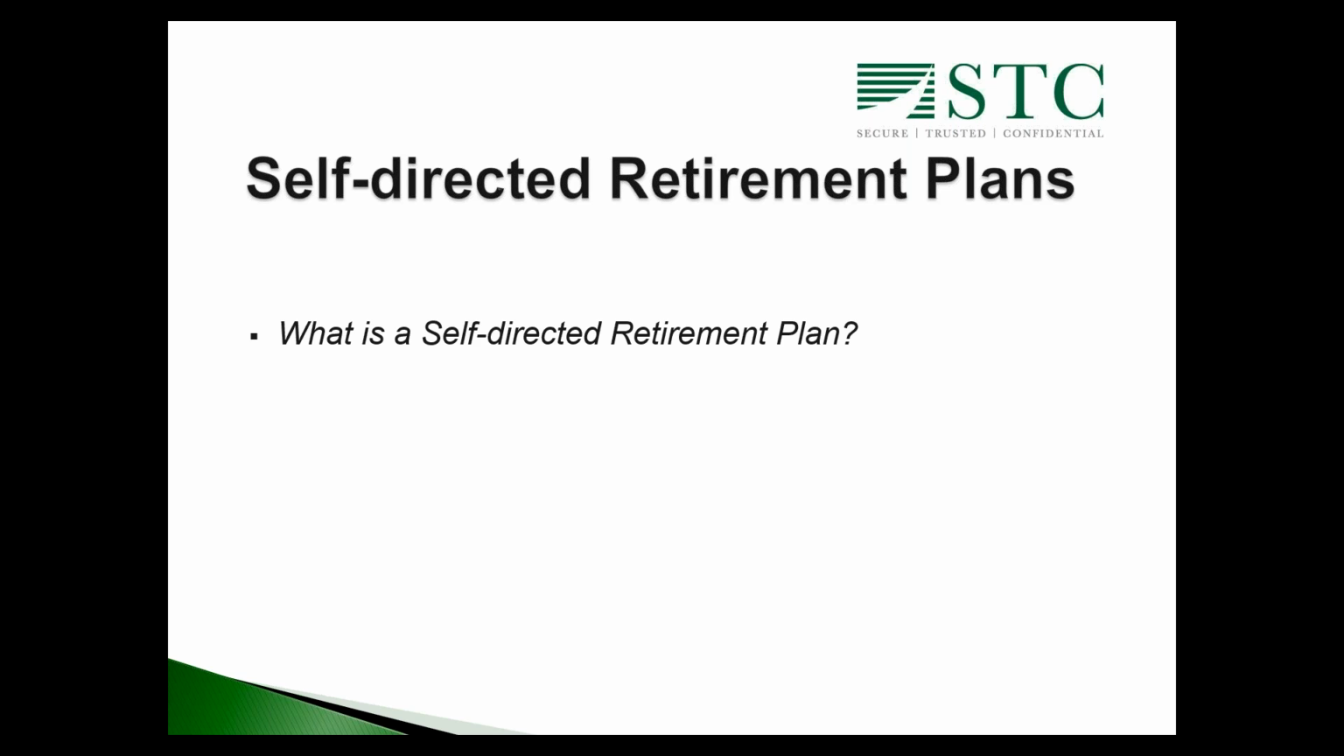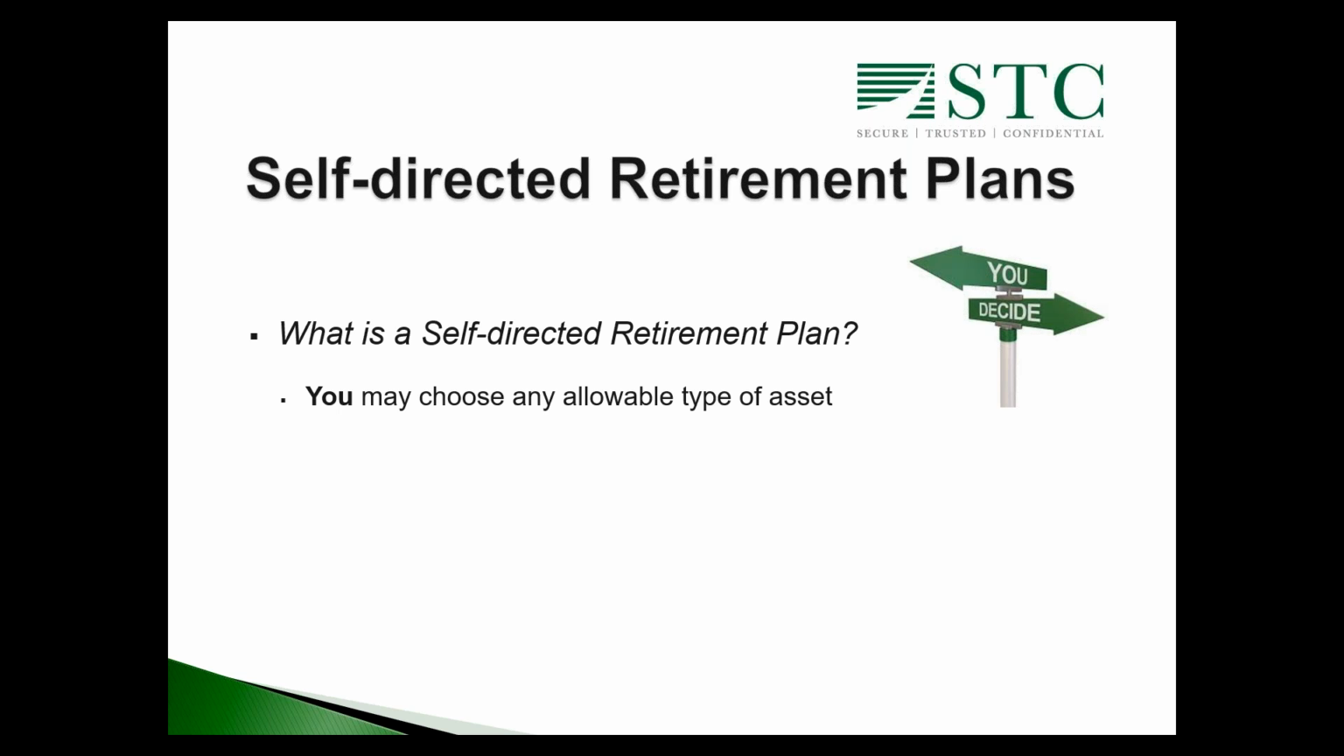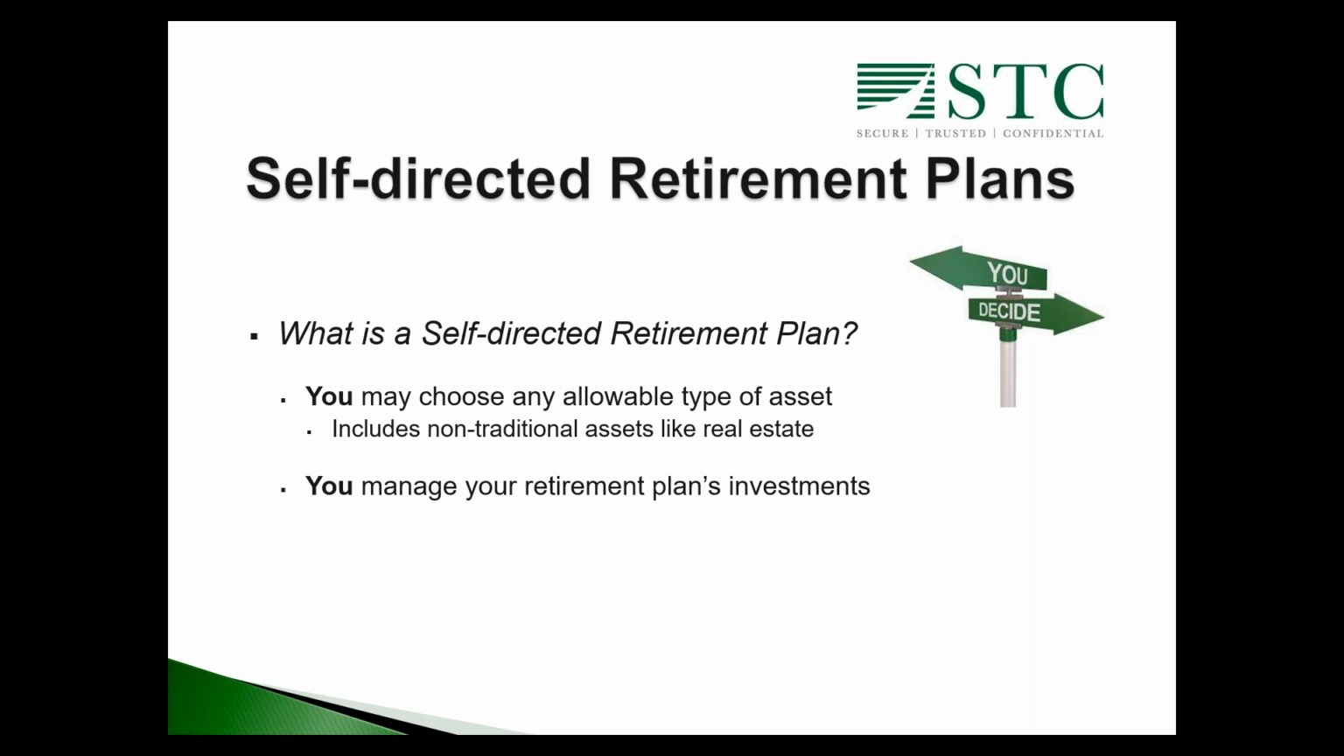So to get started, I do want to define what we mean when we use the terminology self-directed retirement plan. It means that you're holding your account with a company that permits you to choose any asset that is allowed by law. So anything that is permitted by the IRS regulations, the ERISA regulations. So that would include things that some consider non-traditional assets like real estate. Self-direction also means that you are going to manage your retirement plan's investments. You're going to make the decisions related to those investments, and you will have control over those decisions.